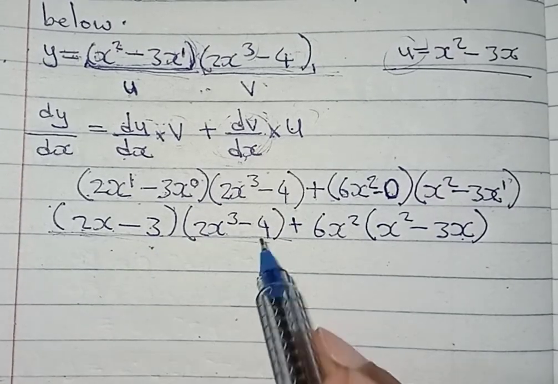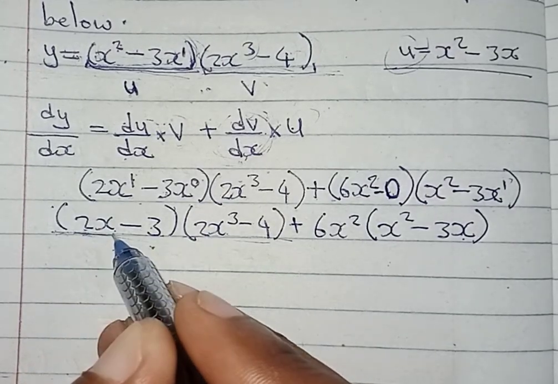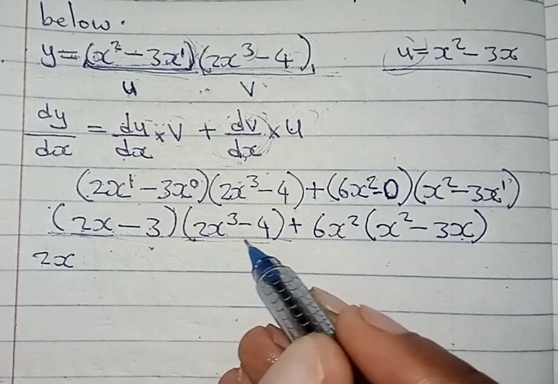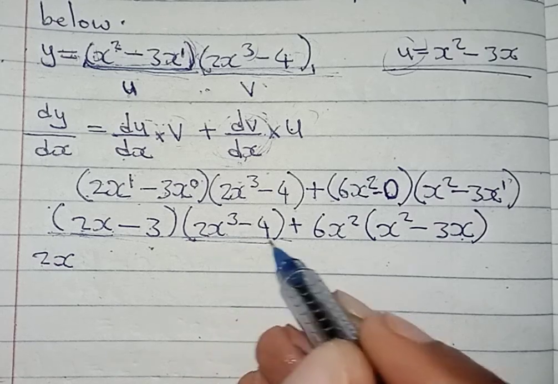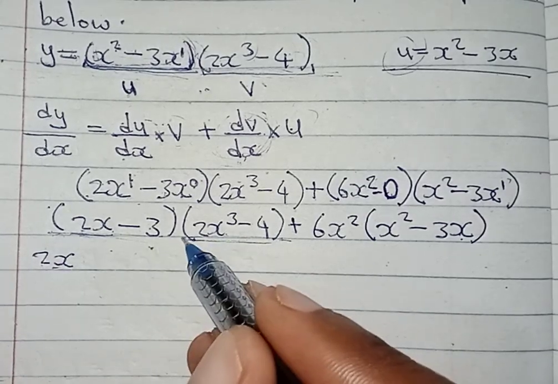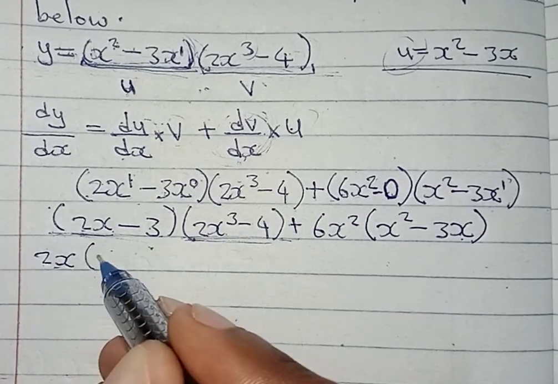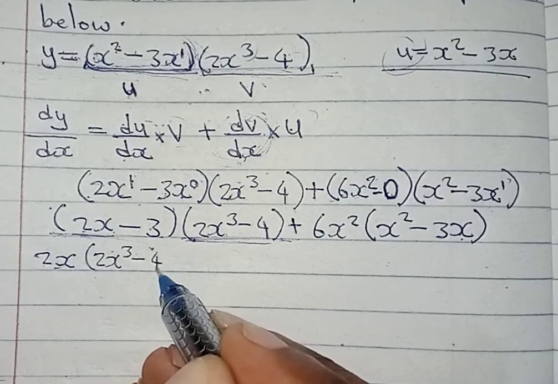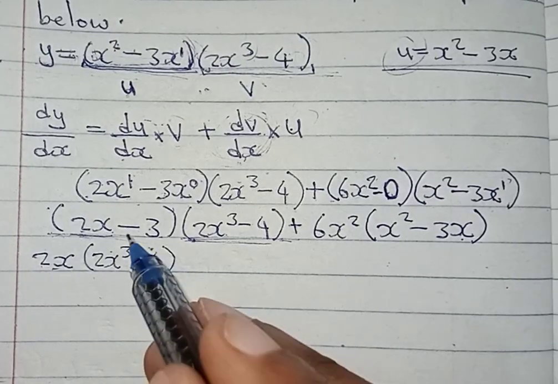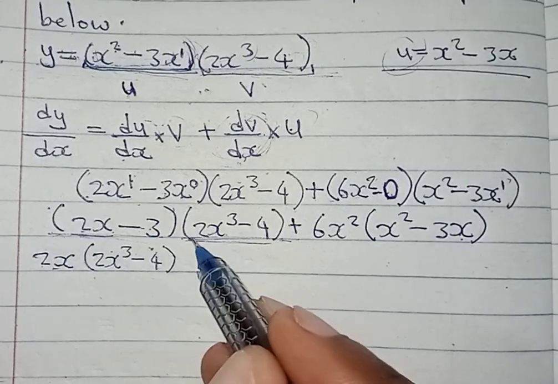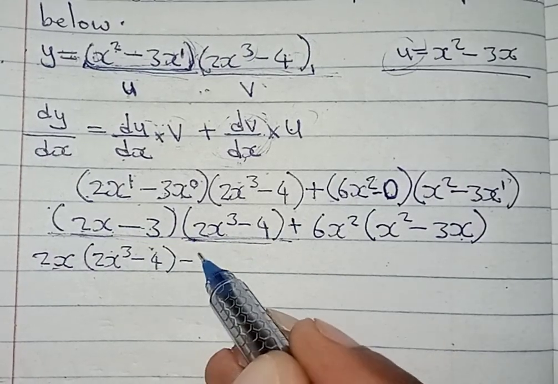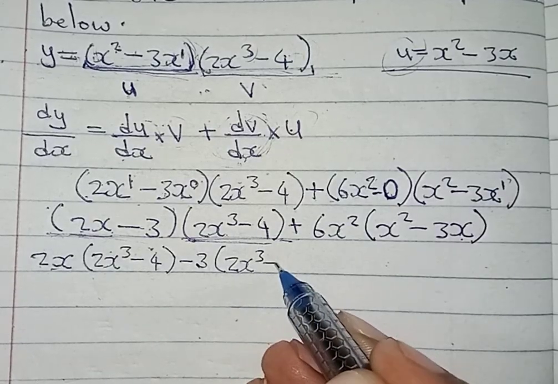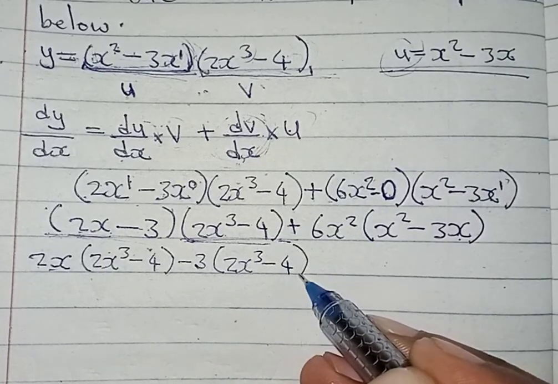So to multiply these, we start with this 2x. So just get the 2x and multiply it with whatever is in this second pair. So 2x multiplied by this. So we say 2x to the power 3 minus 4, like that. Secondly, we have negative 3 multiplied by everything in here. So we say negative 3 multiplied by 2x to the power 3 minus 4, close parenthesis.